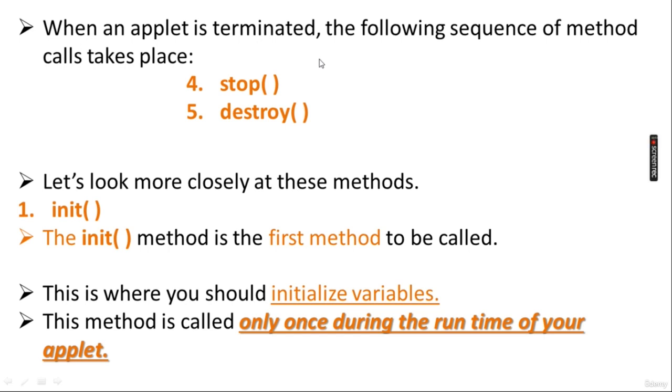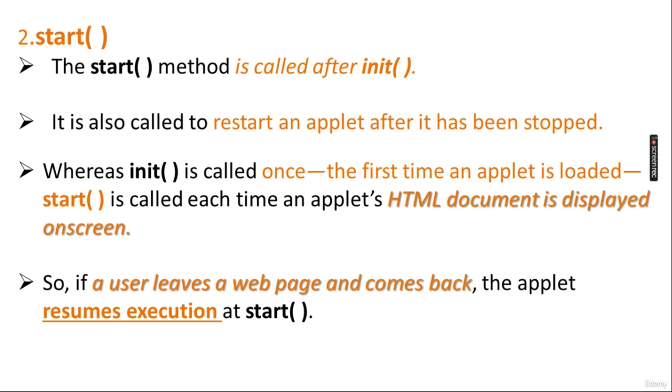First is the init method. The init method is the first method to be called, and it is used to initialize variables. You should initialize all the variables required in this init method itself. This method is called only once. Very important line: only once during the runtime of your applet. Over your overall runtime, this is the only method called just once.